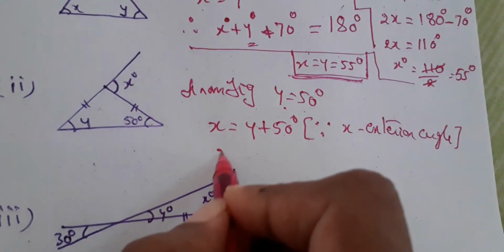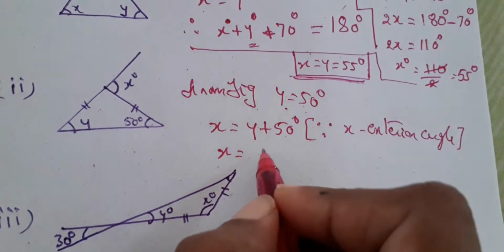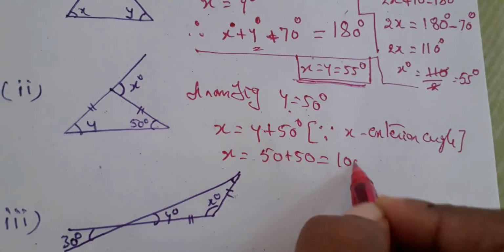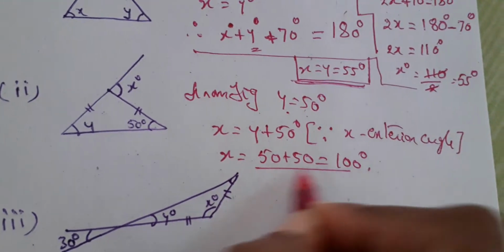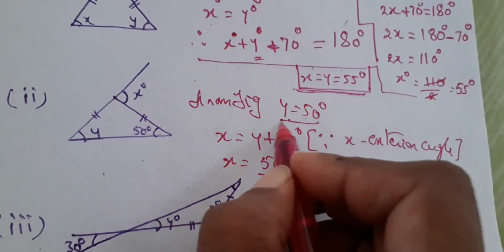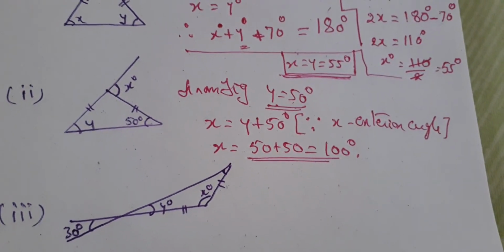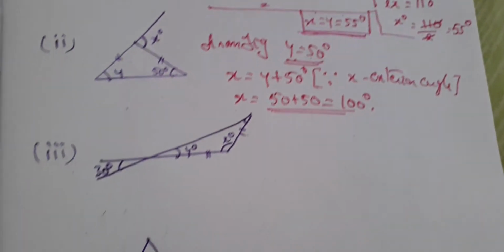Done. So now x is equal to, what is y? 50 plus 50, which is equal to 100 degrees. So we got both x and y values. Take a screenshot of this. Let's move on to the next one.